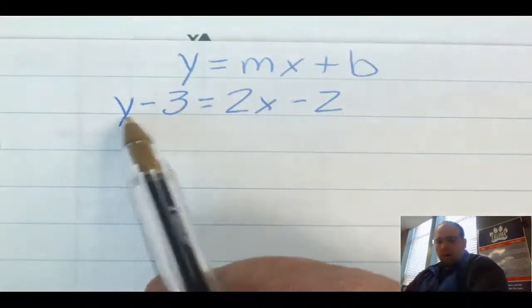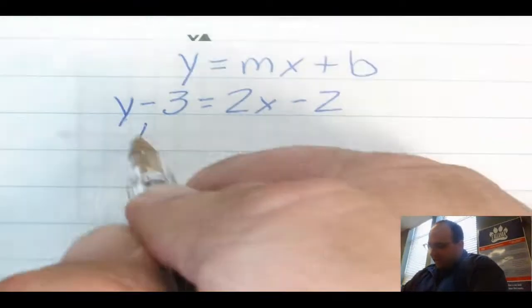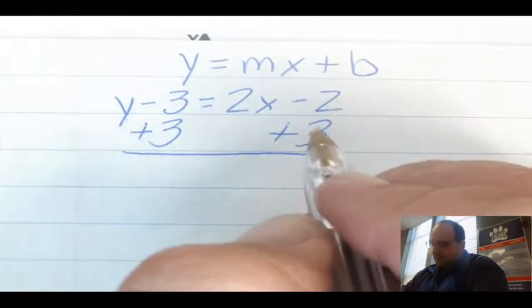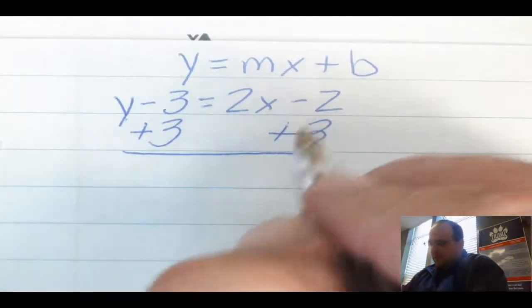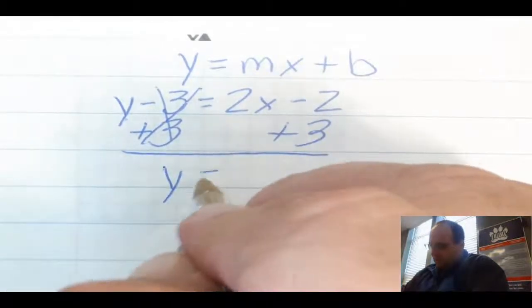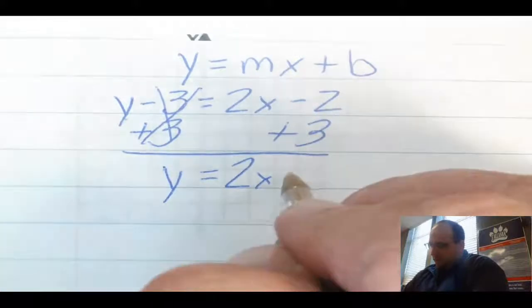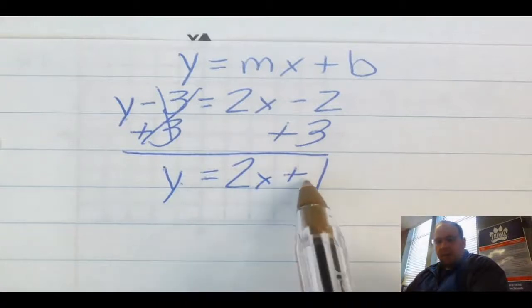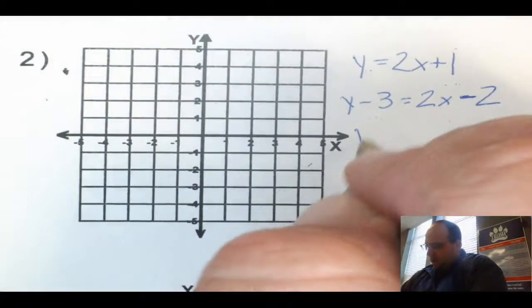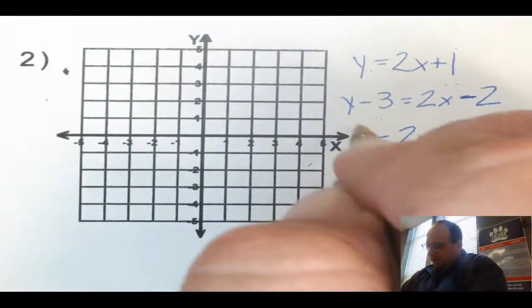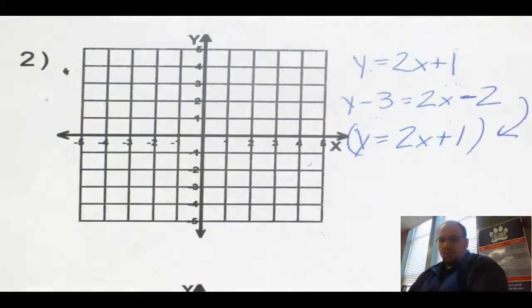So I need to get the y by itself. In order to get the y by itself, I have to add 3 to both sides. Notice that I'm going to add 3 to the minus 2 because those are the like terms. This cancels out, so this is solving equations. Y equals 2x, a negative 2 plus 3 gives me a positive 1. As a result, I get y equals 2x plus 1 in slope-intercept form. So I'm going to write that over here: y equals 2x plus 1. That is what this one is in slope-intercept form.